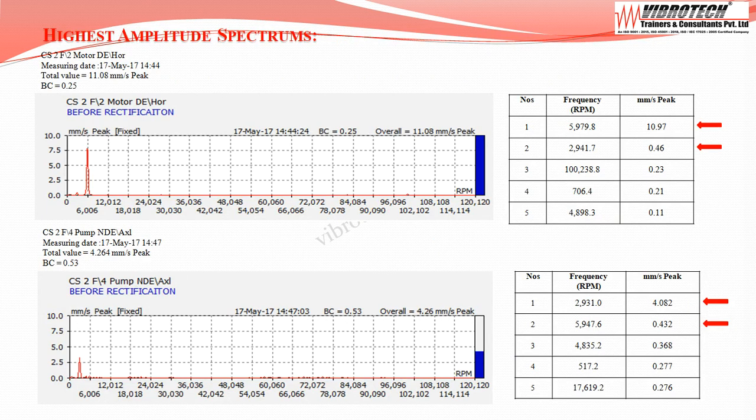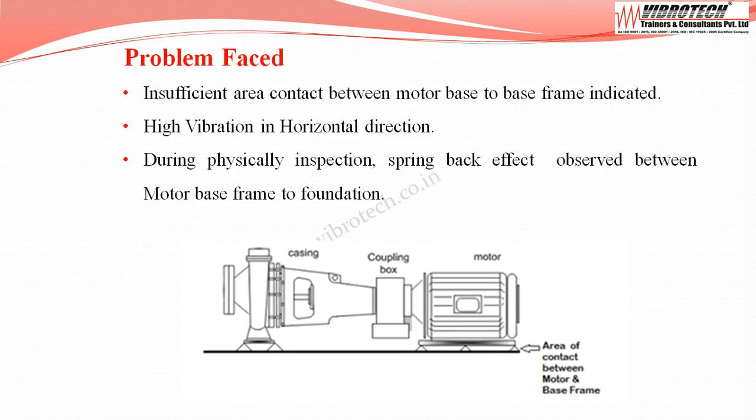Going through the spectrum and frequencies at motor drive end, dominant peak frequencies are at 2 times and 1 times the running RPM. And spectrums at pump non-drive side show the dominant peak frequencies are at 1 times and 2 times the running RPM. Insufficient area contact between motor base to base frame indicated. High vibration in horizontal direction. During physical inspection, spring back effect observed between motor base frame to foundation.